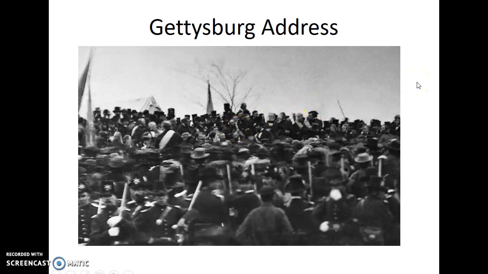So, why this is so important is Lincoln surprises a lot of people with this speech. For one, how short it is, but more importantly, what he says. He starts off by saying why they're there that day, to dedicate the cemetery for the men that died at the Battle of Gettysburg. But he ends his speech basically touching on the true meaning of the war and what it was all about.